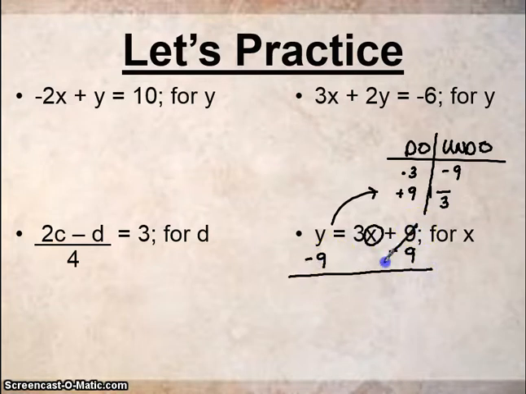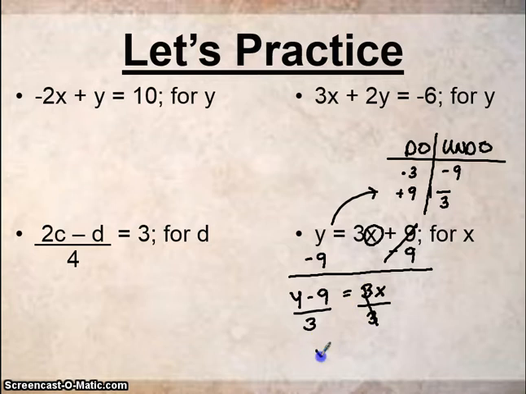9 minus 9 makes 0, so we have 3x plus 0 is just 3x. And on this side, we have y minus 9 because y and 9 are not like terms, we cannot combine them. Last, we'll divide each side by 3. 3 divided by 3 makes 1 or 1x. We get x equals y minus 9 all divided by 3.